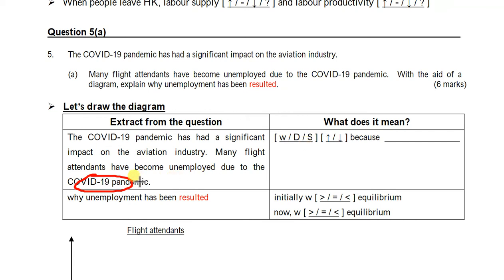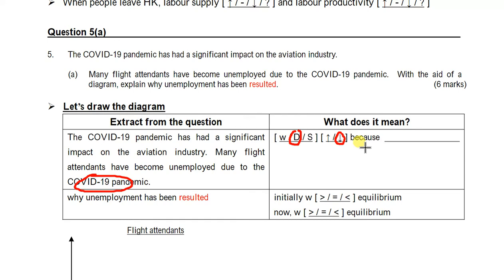With the COVID-19 pandemic, actually no passengers would be traveling to other countries, and that's why the airline companies will be firing some of the workers. Then of course, are airline companies buyers or sellers? They are of course paying for the flight attendants. They are the buyers, and that's why there should be a drop in the demand.